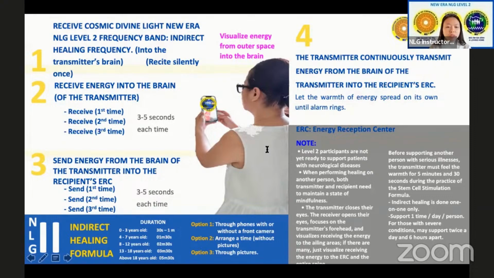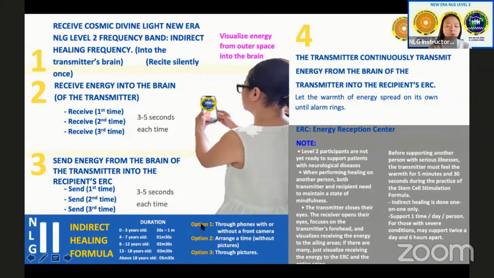And of course, we direct energy through thoughts. So a lot of the time, we don't even need to see each other. We don't need to look at each other to send and receive energy. Okay, so that's the amazing thing about this.